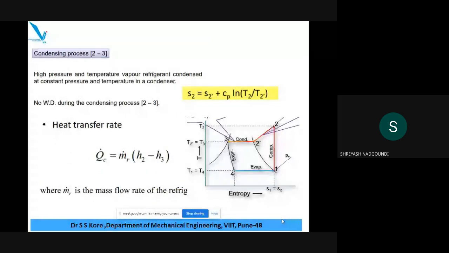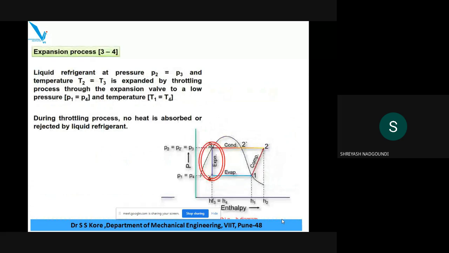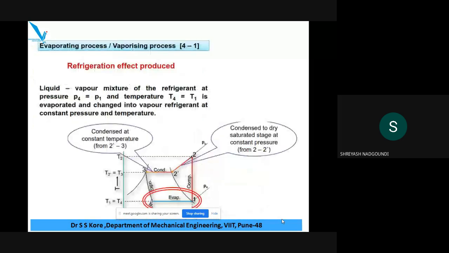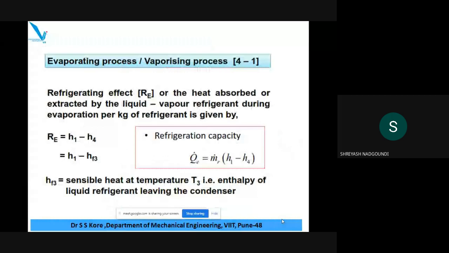So condensing process, the amount of heat rejected is m dot R into H2 minus H3. In the expansion process, no work is done, no heat is absorbed or rejected. The refrigerating effect is denoted by RE, which is H1 minus H4. The amount of refrigerating effect is m dot R into H1 minus H4.